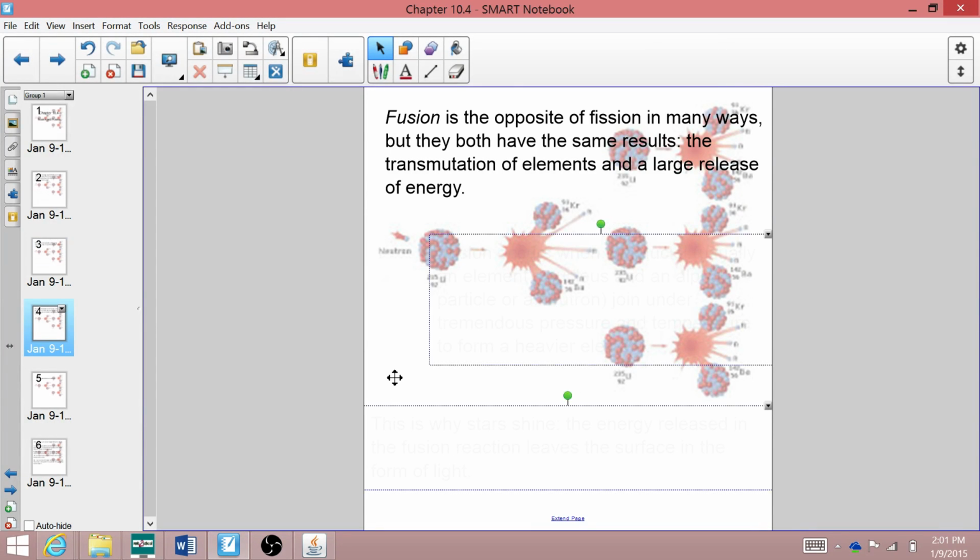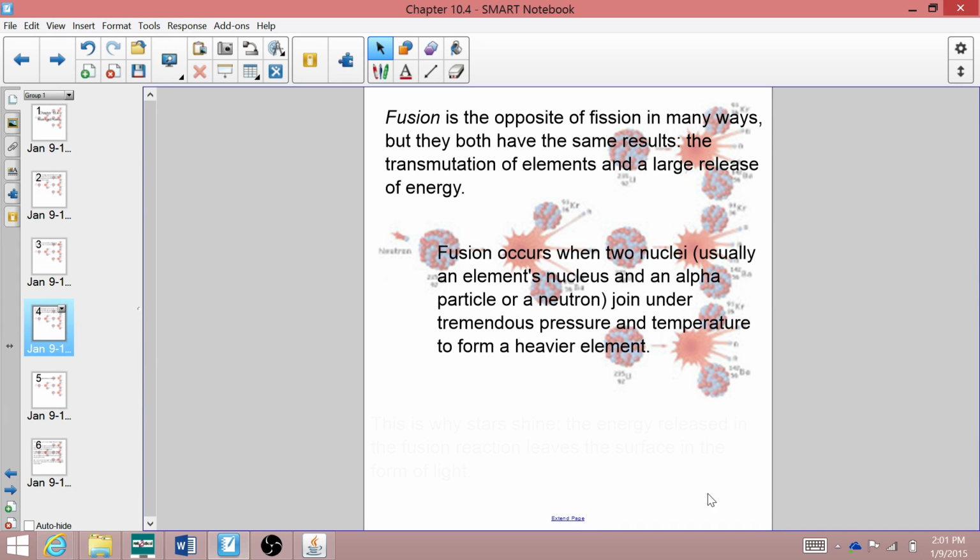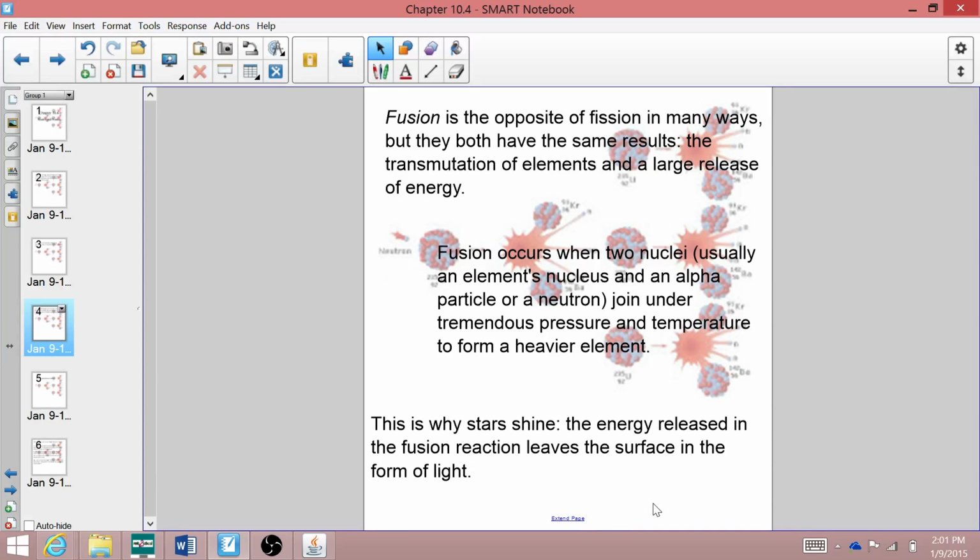Now, fusion is very similar to fission in the fact that they both release large amounts of energy and they are both the transmutation of elements. But fusion is different because instead of one nucleus breaking apart, it is two nuclei coming together under tremendous pressure and temperature to form a bigger nucleus. This is why the stars shine in the sky.